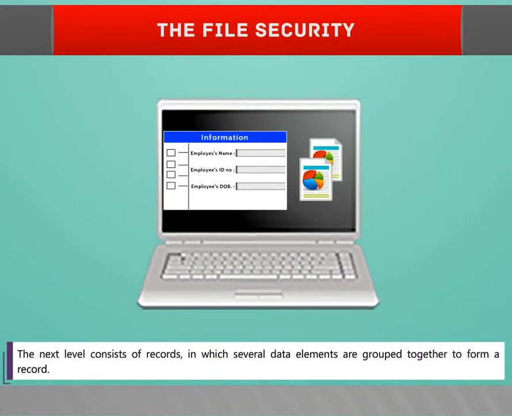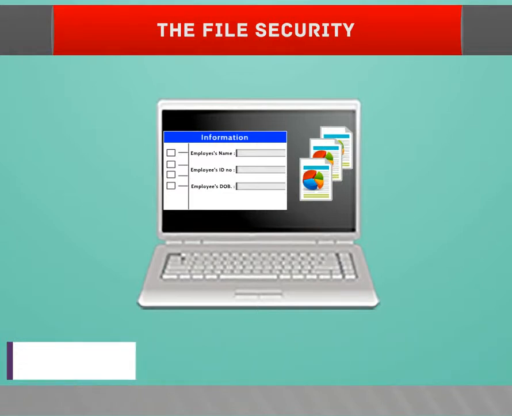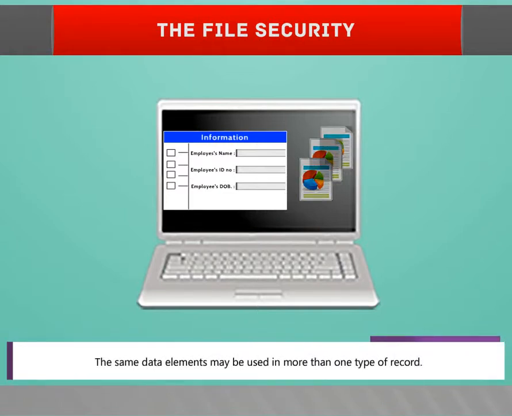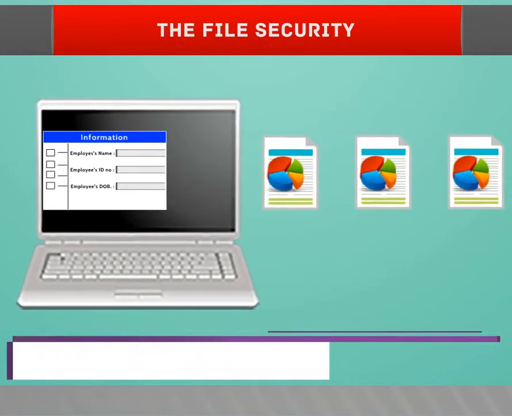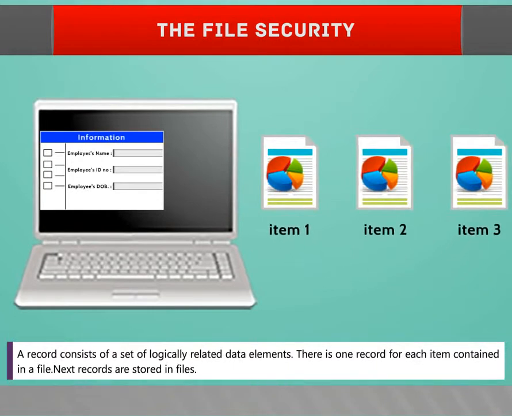The next level consists of records, in which several data elements are grouped together to form a record. The same data elements may be used in more than one type of record. A record consists of a set of logically related data elements. There is one record for each item contained in a file. Next, records are stored in files.